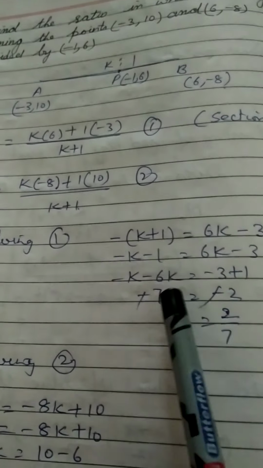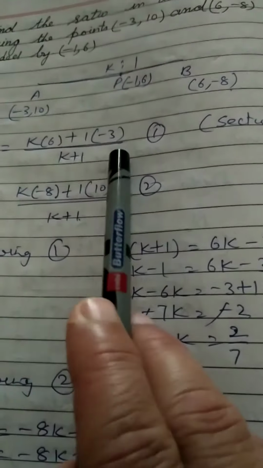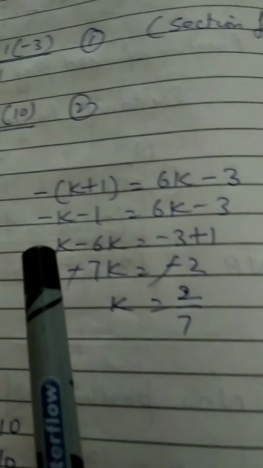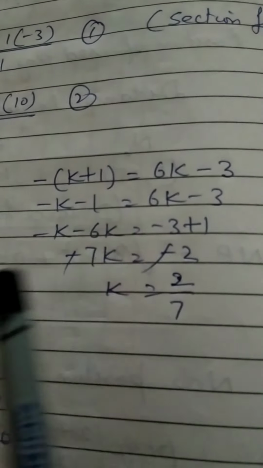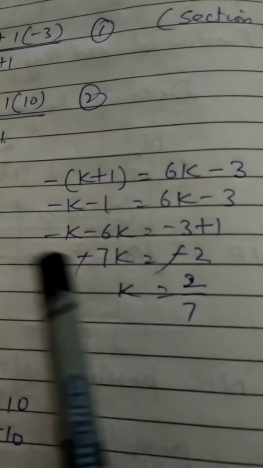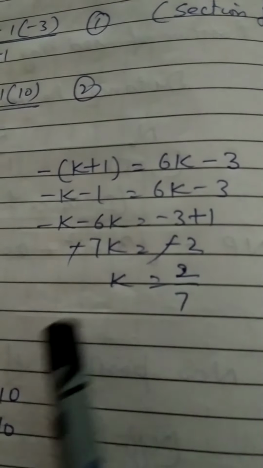Cross multiply. -1 into (k plus 1) is equal to 6k minus 3. Then we take 6k to the left side. -k minus 6k is equal to -3 plus 1. k becomes equal to 2 by 7.